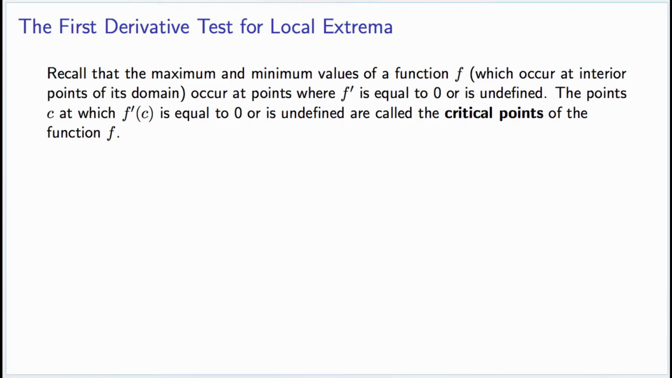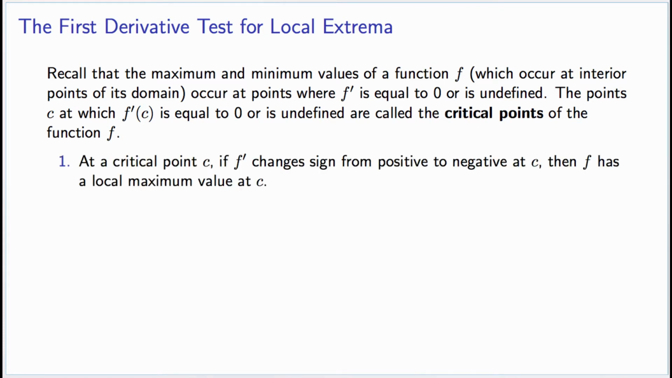In this lesson, we'll go over the first derivative test for local extreme values. Recall that the maximum and minimum values of a function f that occur at interior points of its domain occur at points where the derivative is either equal to 0 or is undefined. These points are called the critical points of the function f.